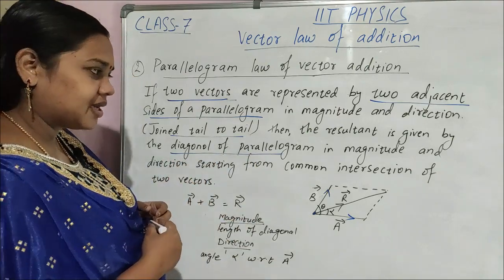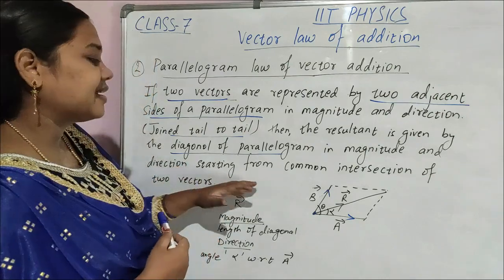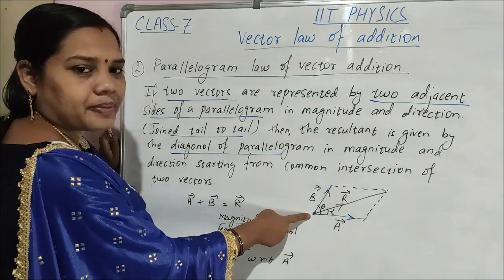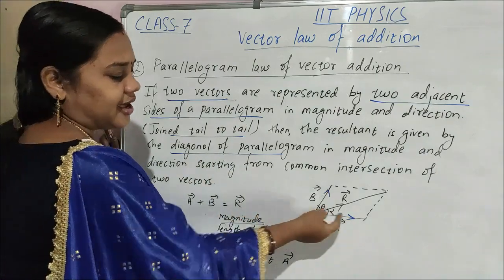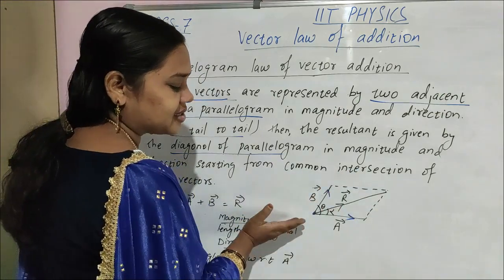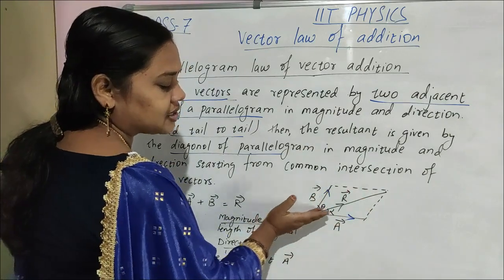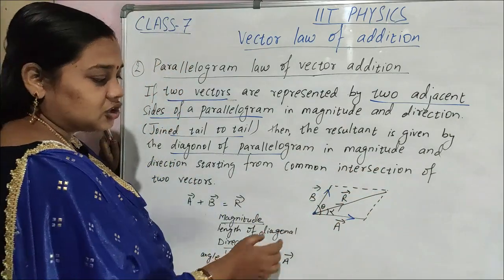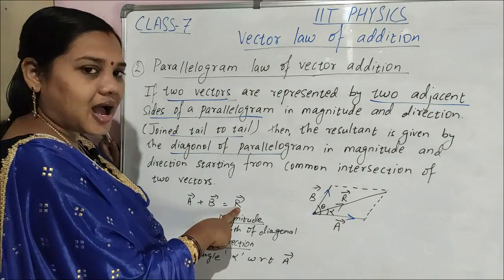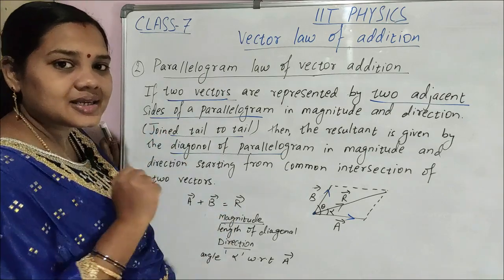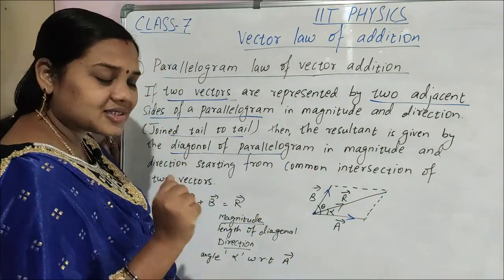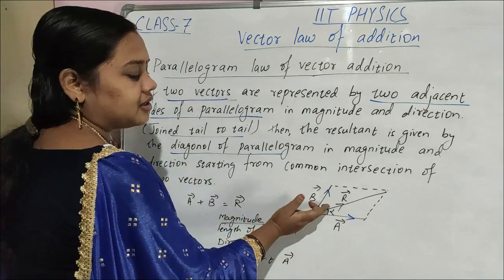The resultant vector is the diagonal of the parallelogram in magnitude and direction, starting from the common intersection of the two vectors. What is the common intersection? A vector and B vector, the common intersection point is this. From here it starts and goes like this. This is the direction of the resultant vector. So A vector and B vector combine to form R vector, the resultant vector. Its magnitude is the length of the diagonal, and its direction starts from the common point.